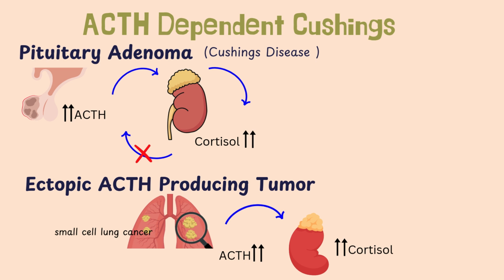Another scenario that falls under ACTH-dependent Cushing syndrome is ectopic ACTH syndrome. Basically, ectopic means outside of, and here a tumor elsewhere in the body, oftentimes in the lungs, through small cell lung cancer, starts producing ACTH. And this extra ACTH from a different tumor, ectopically, drives the adrenal glands to overproduce cortisol, just like in Cushing's disease, but the source is outside of the pituitary gland. So we have the same scenario. We have elevated ACTH and elevated cortisol.